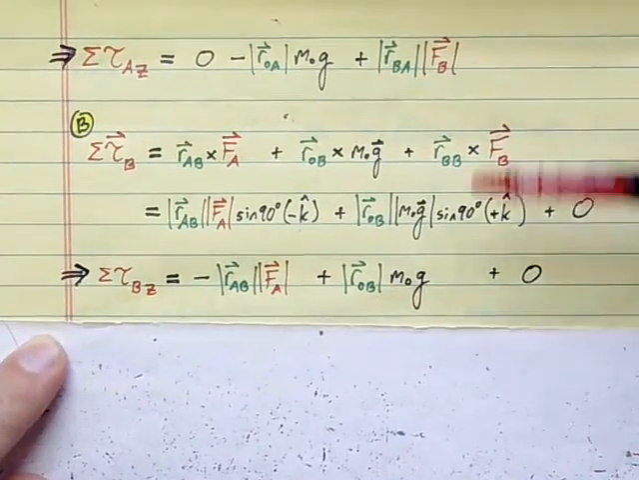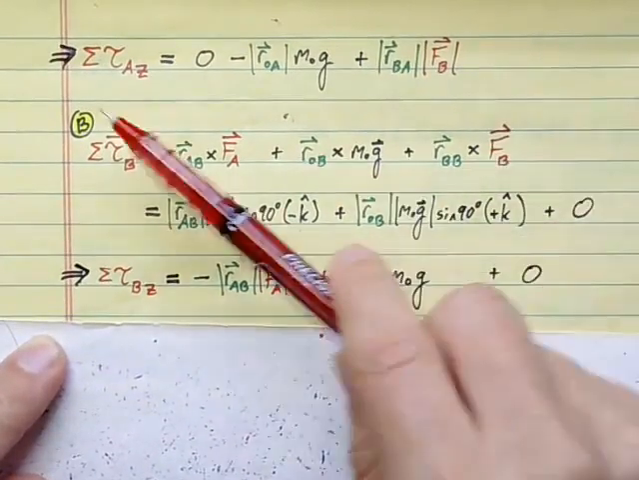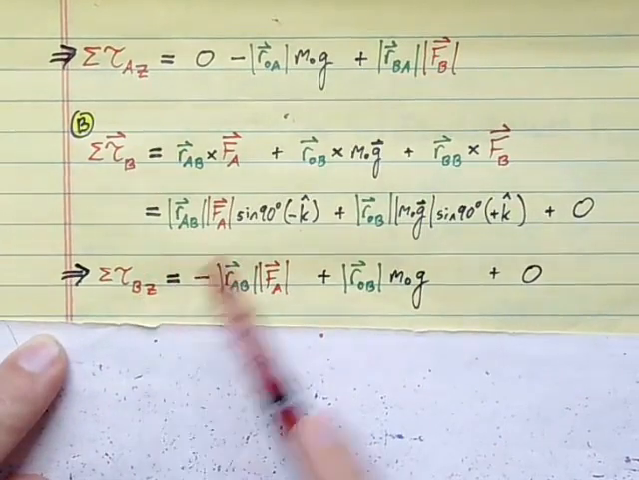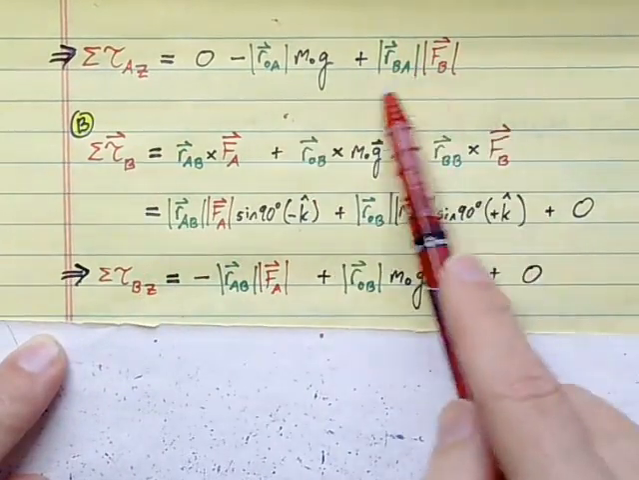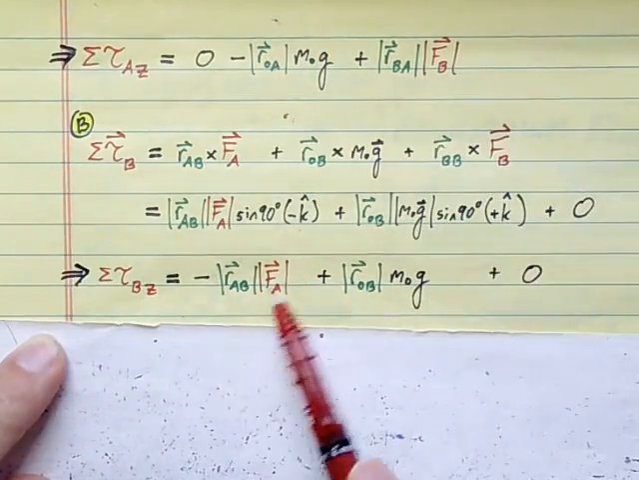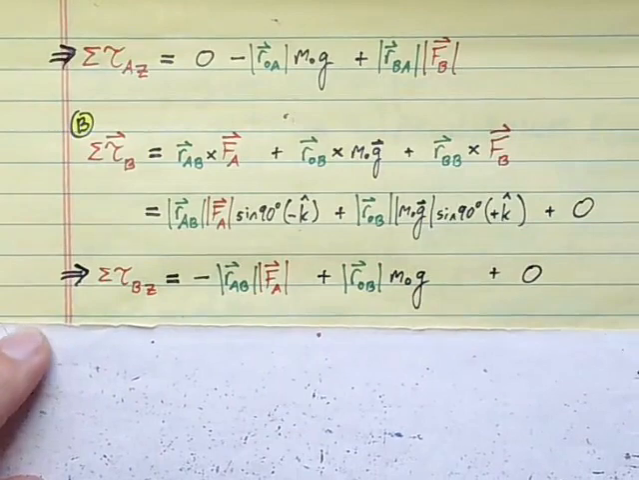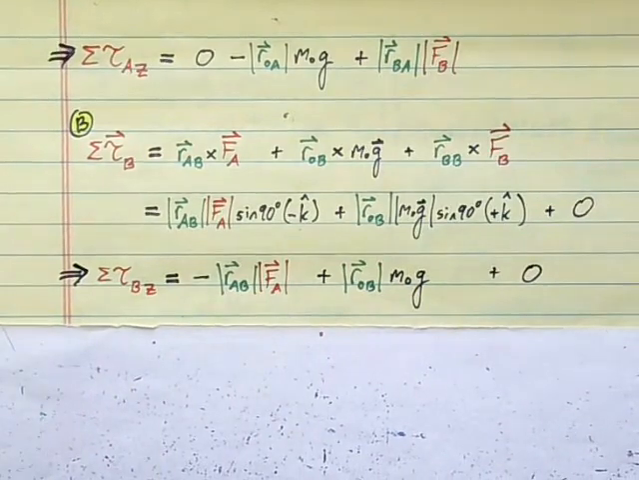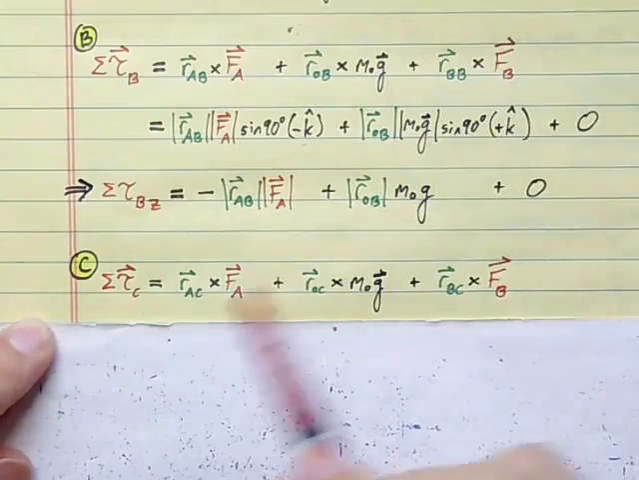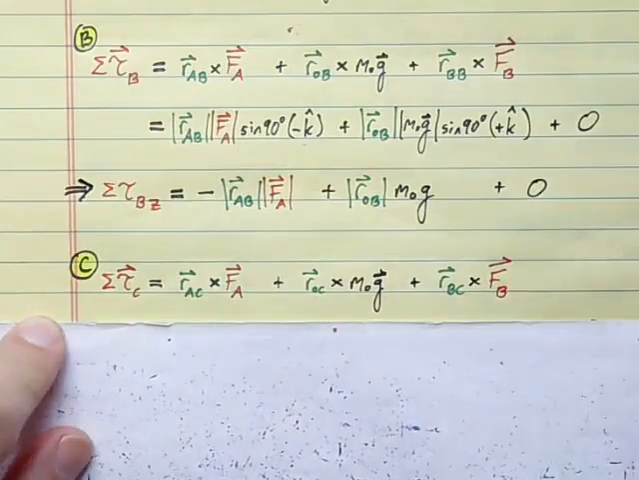So compare these two lines, the net torque about point A and the net torque about point B. They both involve one clockwise and one counterclockwise term. I would like you now to pause the video and work out the net torque with respect to point C.